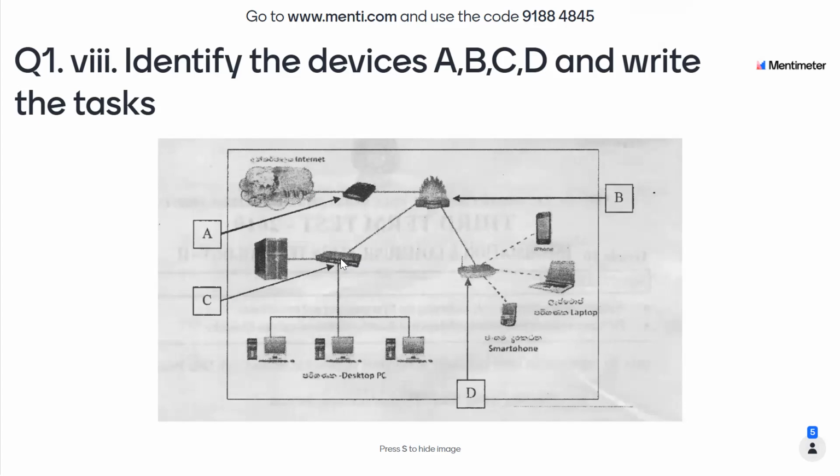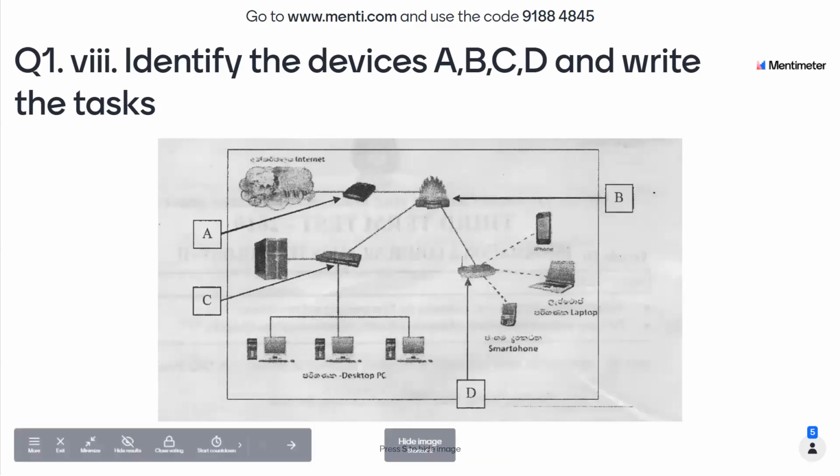Then D is known as a Wi-Fi access point. If you need to create a wireless network, you need D, that is a wireless or Wi-Fi access point. So Wi-Fi is used to create a wireless network, whereas switch and hub are used to connect a wired network. I think we discussed the answer for that one. That was a good one, wasn't it?